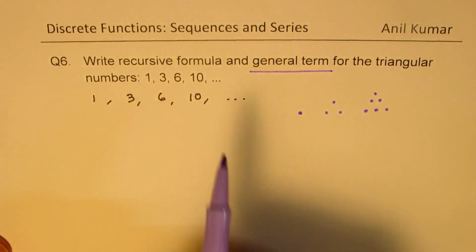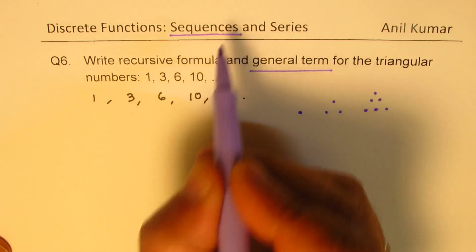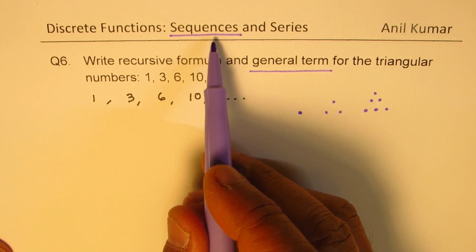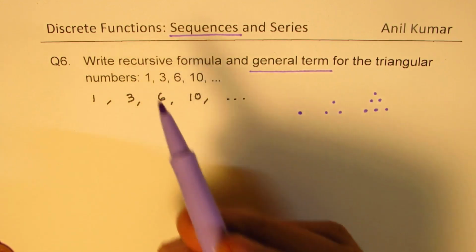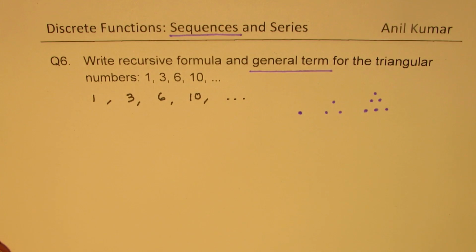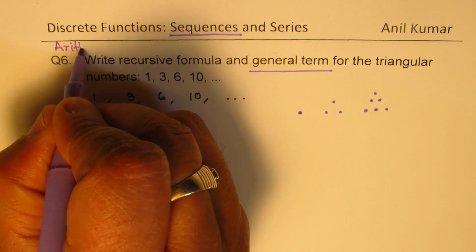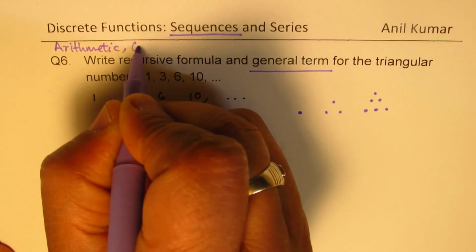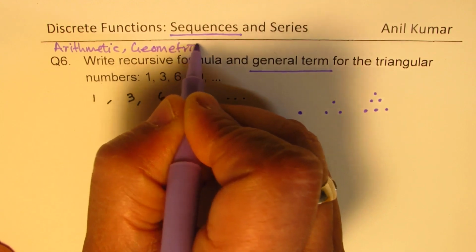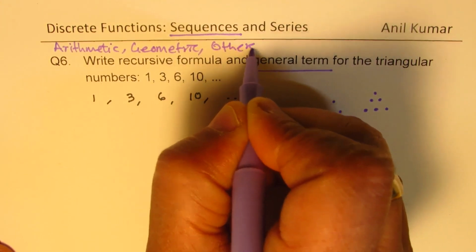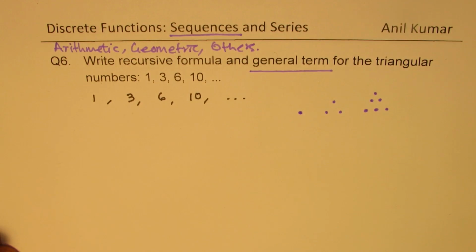Now it is important to note that when we are talking about sequences, they could be arithmetic, geometric, or others, right? So this belongs to the others category. They could be linear, non-linear. There are all kinds of sequences. So if a particular pattern is being followed, then the definition of sequences works.